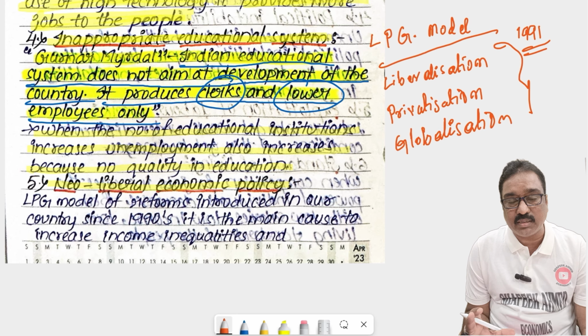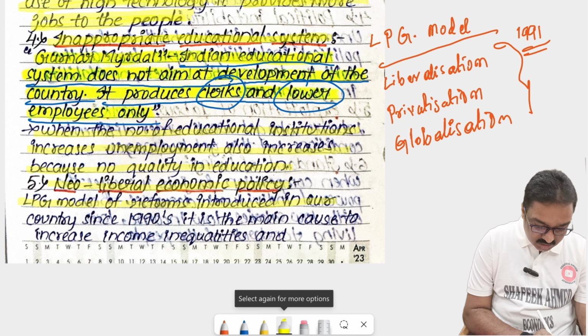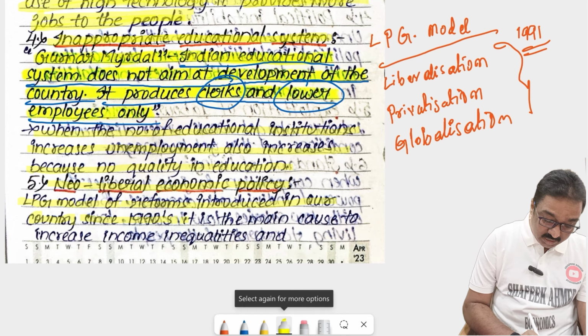Sir, what is the relation to 1991? The LPG model of development means that when the liberalization, privatization, globalization process was introduced in our country, MNC companies and foreign companies immediately came to India. They entered the Indian market and totally dominated the Indian economy and domestic industries. Low-profile students, with low qualifications, skills and talents, never obtain any job opportunities in the MNC companies. So this is also one reason for the increasing unemployment problem in our India: neoliberal economic policies. The LPG model of reforms introduced in our country since the 1990s, meaning 1991, is the main cause of increasing income inequalities and unemployment.